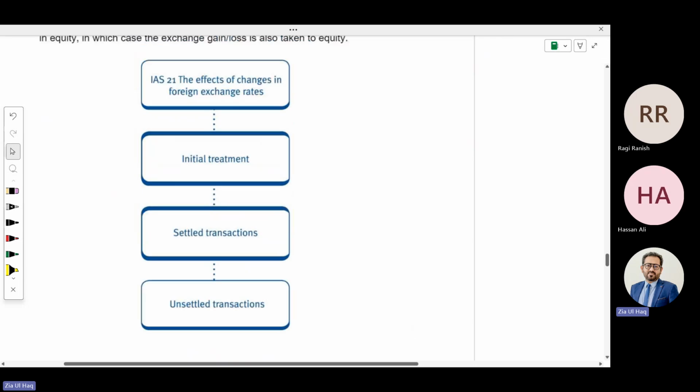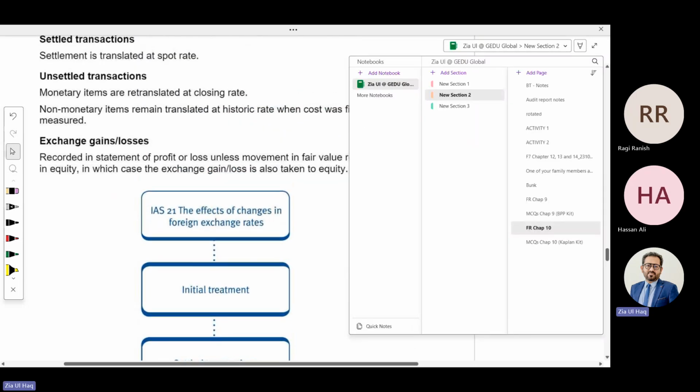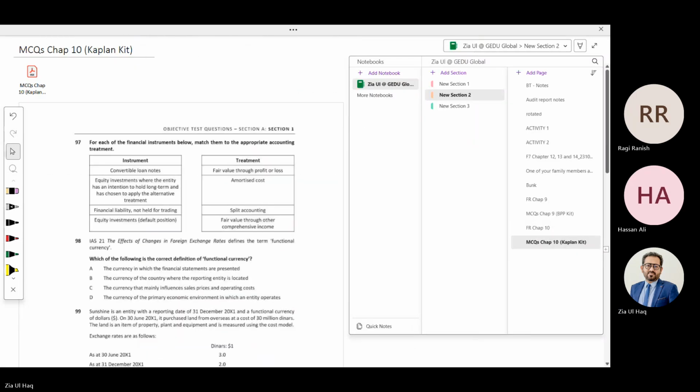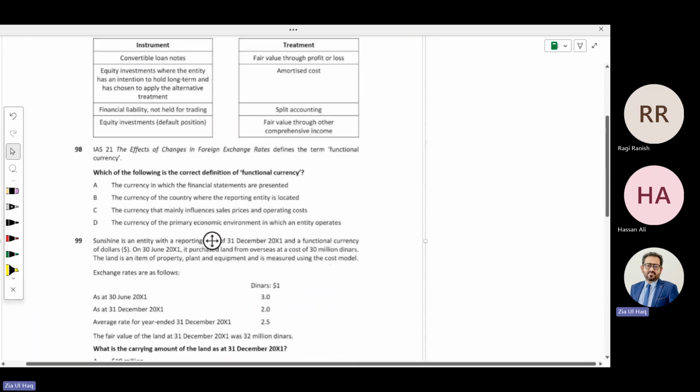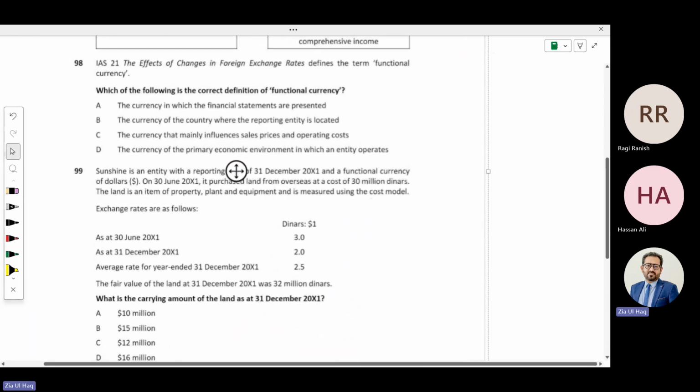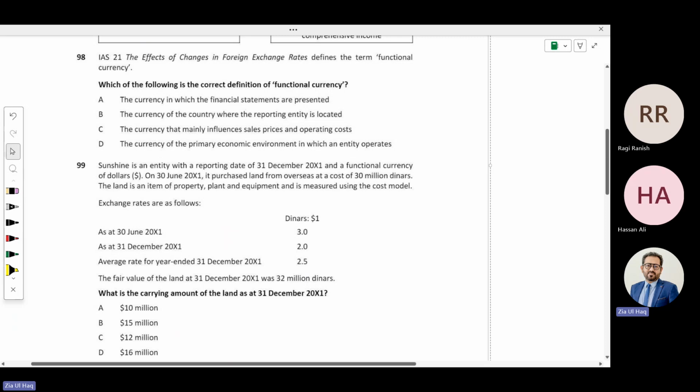Chapter finish. Let's discuss some MCQs. I couldn't find the particular MCQs relating to this chapter from BPP Kit, so we are covering MCQs from that one. Good luck everybody.